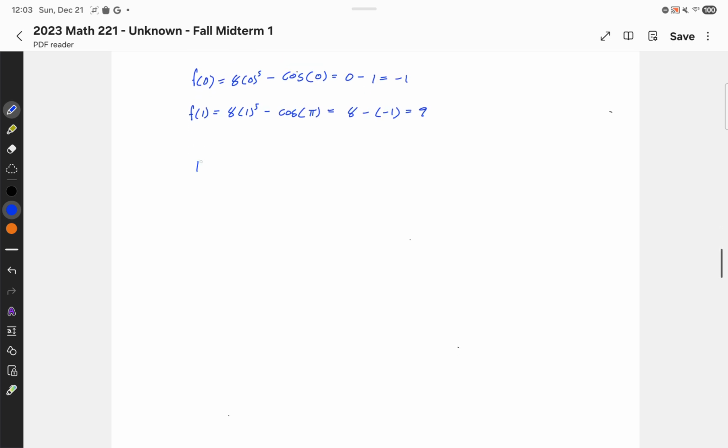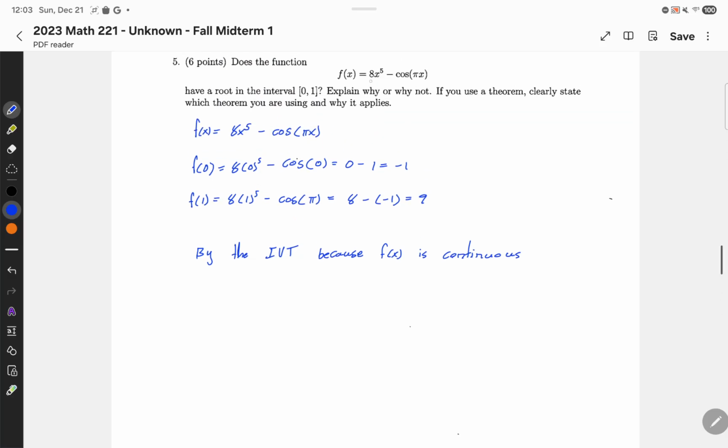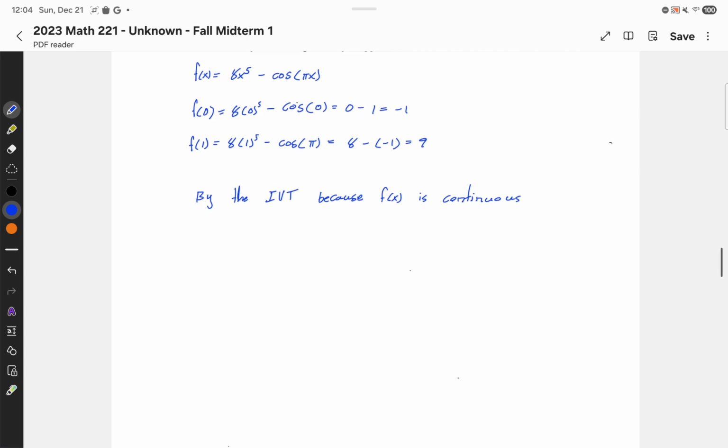So we can say by the intermediate value theorem, because f of x is continuous, which we know because polynomial functions are continuous and trigonometric functions, or cosine at least I should say, is continuous. So we know that the subtraction or addition of two continuous functions is going to be continuous.